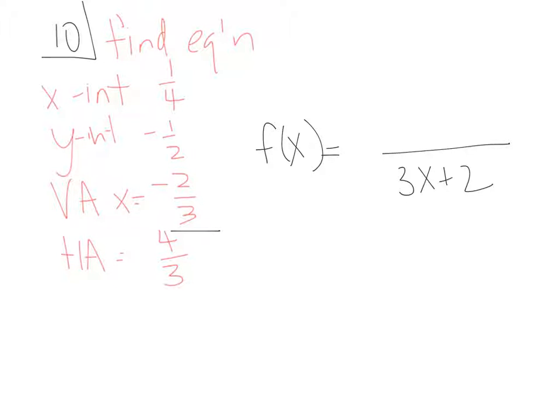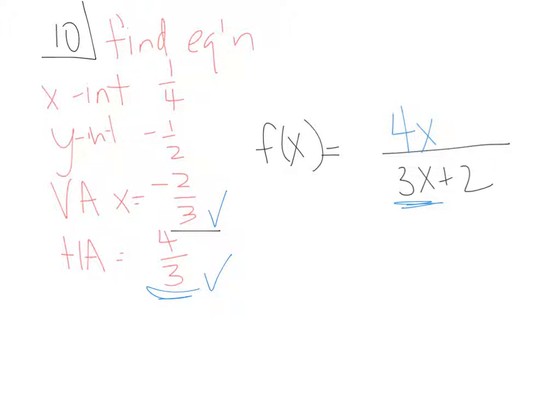The next thing I want is my horizontal asymptote. So we know it's going to be something over 3, because 3 is the coefficient in front of here. So the horizontal asymptote is 4 over 3, so this should be a 4x. So that satisfies it, we took care of the horizontal asymptote and the vertical asymptote.